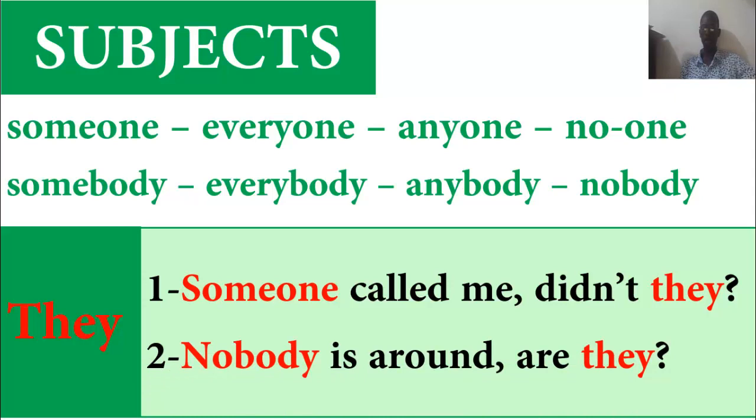Nobody is around. Don't forget, nobody is negative form. Are they? So don't use is, because we have a new subject, which is they. So the verb agrees with the new subject. Are they?